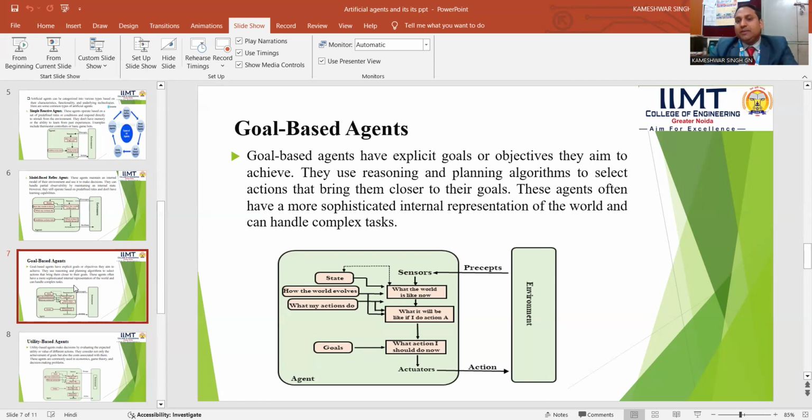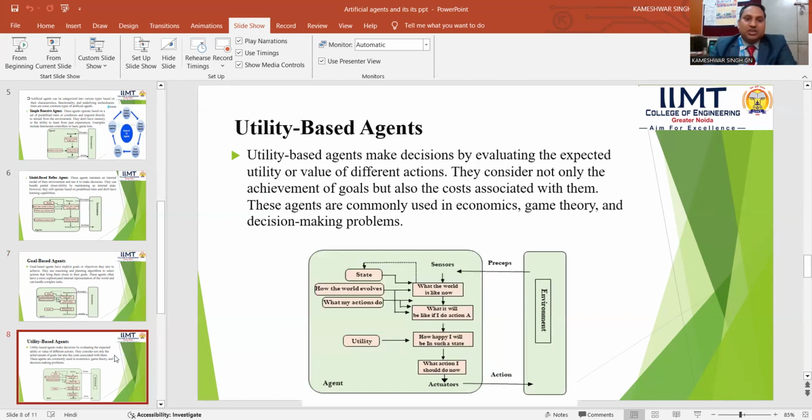We can find out the result. So the goal-based agent performs these kinds of actions. Now we are going to discuss the utility-based agent. So what is the utility-based agent?